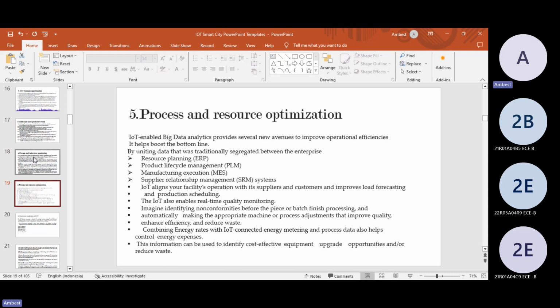Okay, coming to this, I discussed it yesterday also, but I'm going to discuss it again. The process and resource optimization. It is a big data analysis which provides several avenues to improve operational efficiencies, and it helps to boost the bottom line. And there were several things in this, each with its own theme.